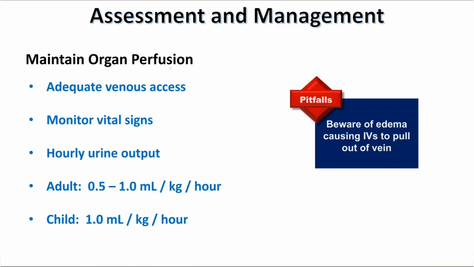Then coming to the circulation, you have to maintain organ perfusion. How is that? By putting in adequate IV access. You can put an IV cannula in the burnt area if necessary, but beware that when there is edema, the IV may pull out of the veins. Monitor the vital signs of the patient. Hourly urine output. The best measure of perfusion in patients with burns is urine output. For an adult, it should be 0.5 ml per kg per hour. In children, 1 ml per kg per hour.